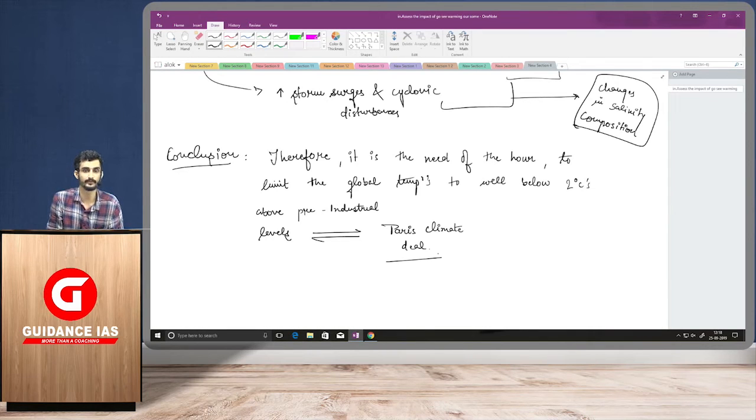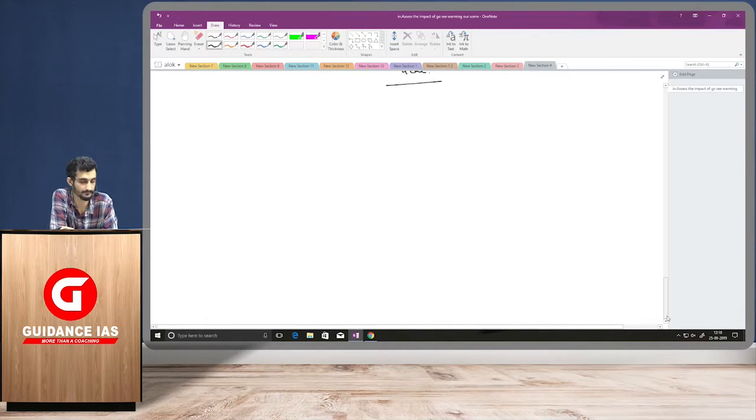If you are able to replicate around 60 to 70% of this kind of answer, you will easily fetch around 5.5 to 6 marks out of 10. So this is the best way to start and complete this question.